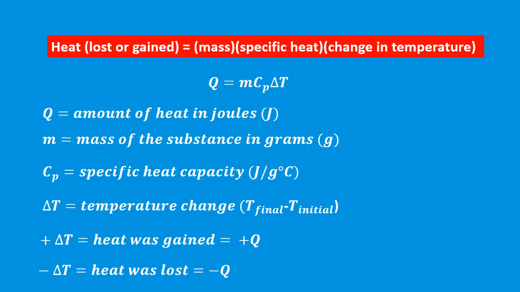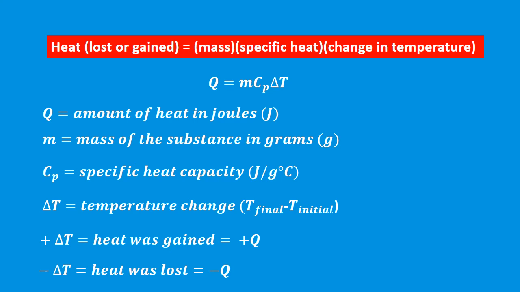So heat lost or gained is calculated based on the mass of the substance, its specific heat, and the change in temperature. So Q is equal to mc delta T. Q is the amount of heat in joules. The mass, m, of the substance is measured in grams. C sub P, or just C. Some books use S, but I prefer to use the C. That's the way I learned it, and I'm just going to stick with using the C. It's the specific heat measured in joules per gram per degree Celsius. Delta T is your temperature change, which is always going to be your final minus your initial.